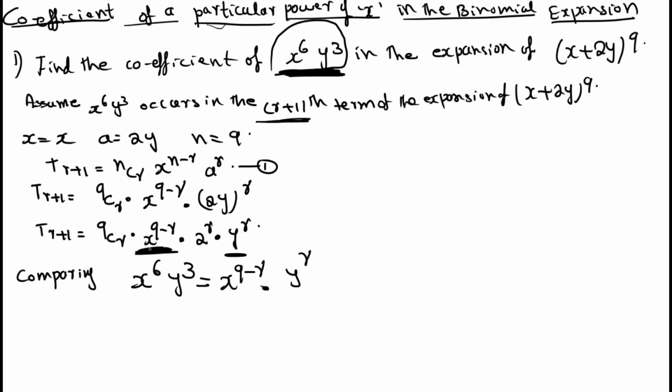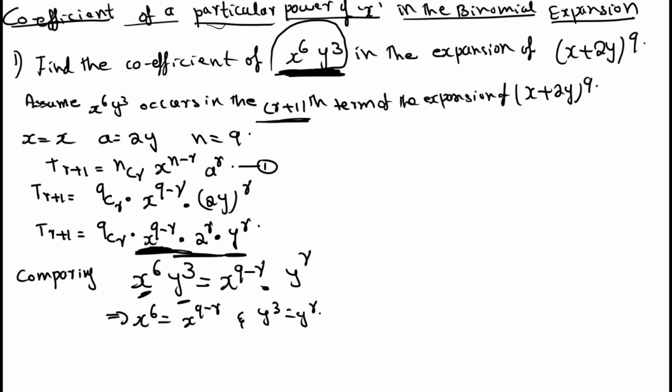Here I am considering x to the power 6 into y to the power 3 equal to x to the power 9 minus r into y to the power r. I am taking only two terms, right, x and y. Here also you need to take x and y in the general term. Okay. Now see, equal is there: a to the power m into b to the power n equal to c to the power n into d to the power n. That implies x to the power 6 equal to x to the power 9 minus r, and y to the power 3 equal to y to the power r.